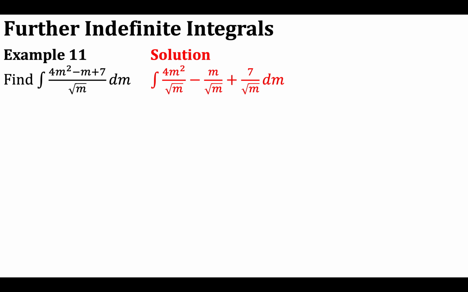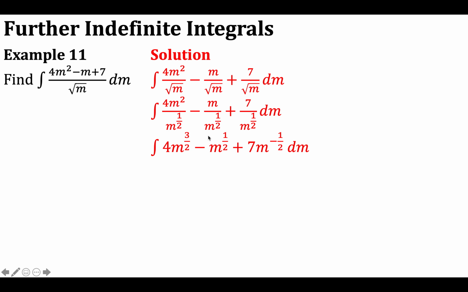Now it's still not ready for integration. We can see that the denominators, the square root of m, can be expressed as m to the power of half, and our 4m squared over m to the half here will become 4m to the 1.5, that's 3 over 2. Here we've got m over m to the power of half, and that's m to the 1 over m to the half, so that leaves us with negative m to the half, and then we're adding on 7 over m to the half, so that's 7m to the negative a half. So we're now ready to integrate this.